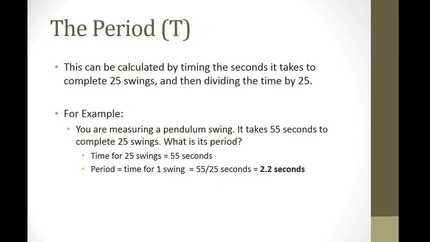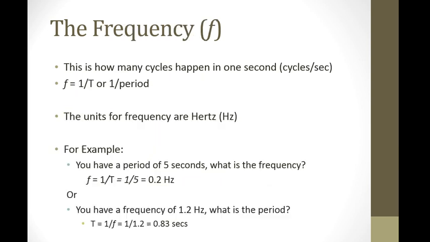So, for example, you are measuring a pendulum swing. It takes 55 seconds to complete 25 swings. What is the period? You're going to take that 55 seconds, divide it by 25, and that will tell you that it takes 2.2 seconds for one period of my pendulum, or 2.2 seconds for Bob to start way over here, travel this way, and then come all the way back. That's going to be one full period of that pendulum.